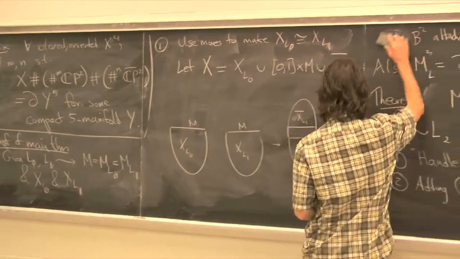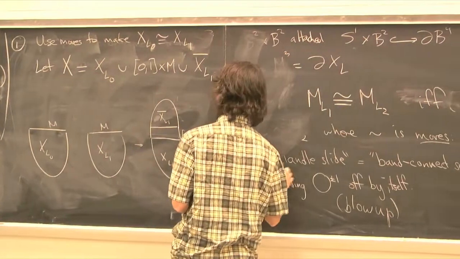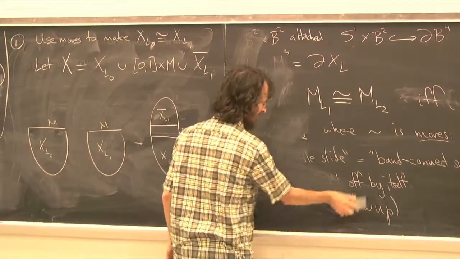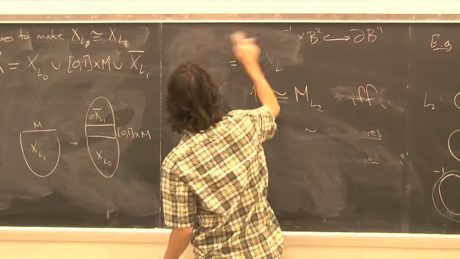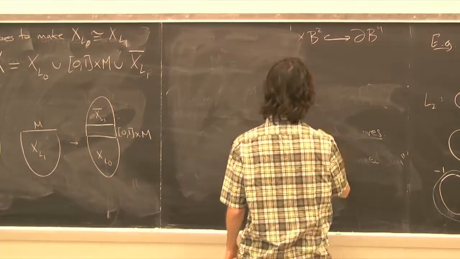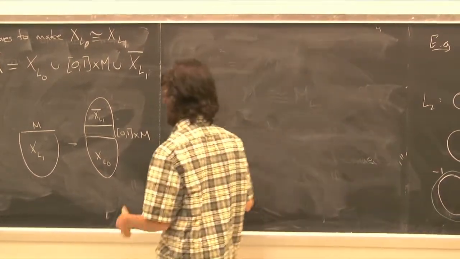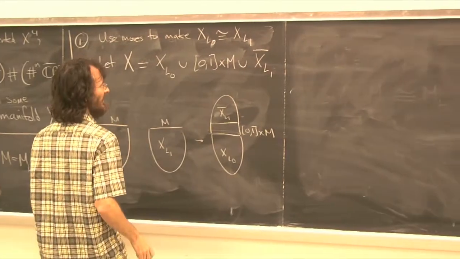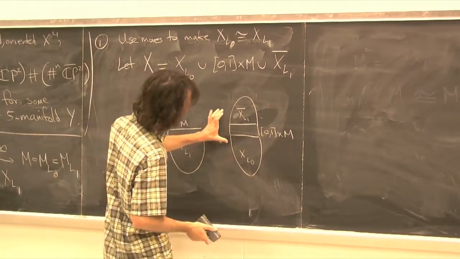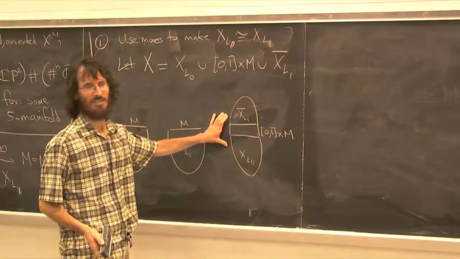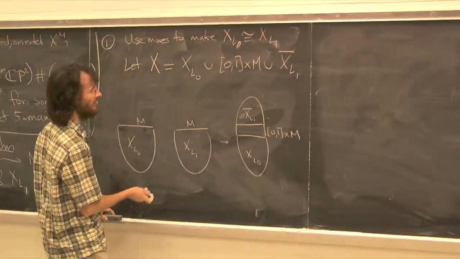But now I want to think about this thing I've constructed differently. I don't want to think of it drawn that way. Well, what we're going to do is try and find a 5-manifold. This is now a closed 4-manifold.